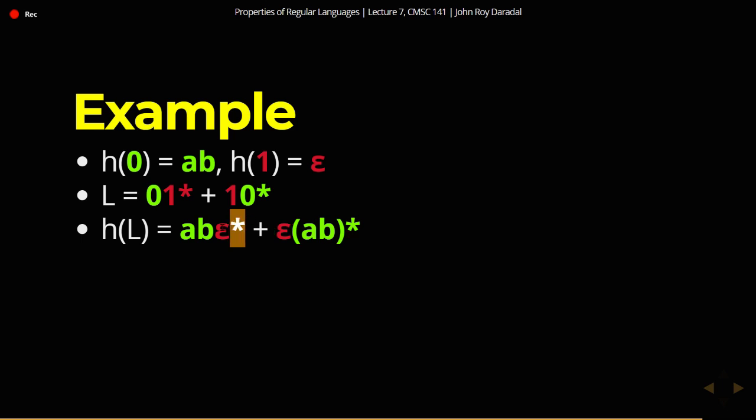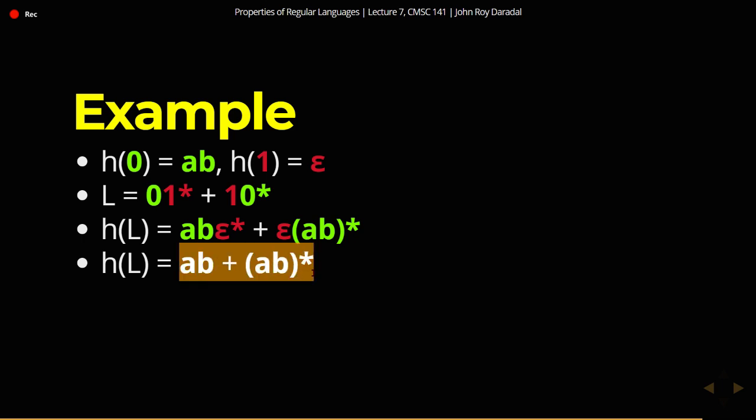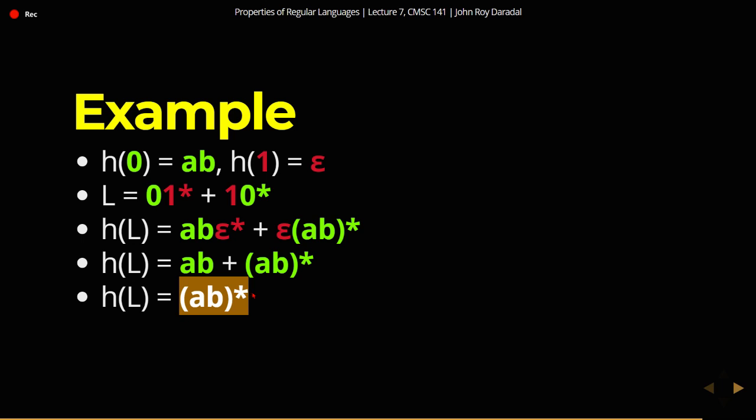So we can simplify this by epsilon star is just epsilon. So this will become just AB, right? And then AB star concatenated with epsilon is just AB star as well. So this is the resulting regular expression, but even AB here is already part of AB star. So we can simplify this further to be just (AB)*. Okay, so we have created the corresponding regular expression for the homomorphism.